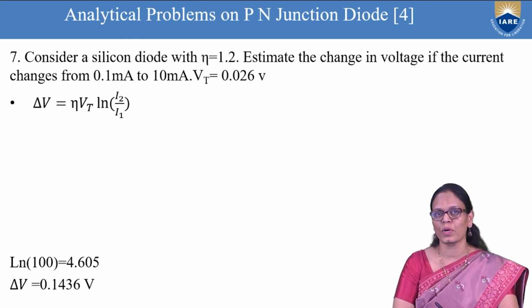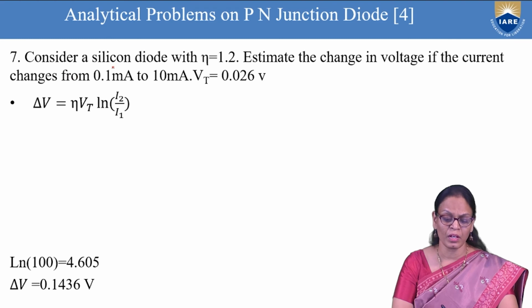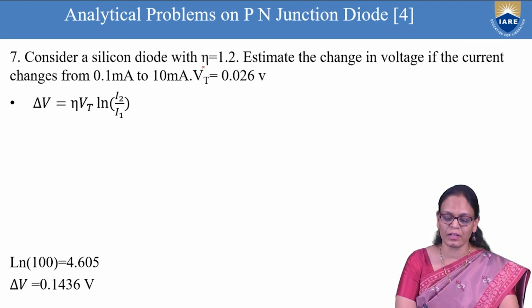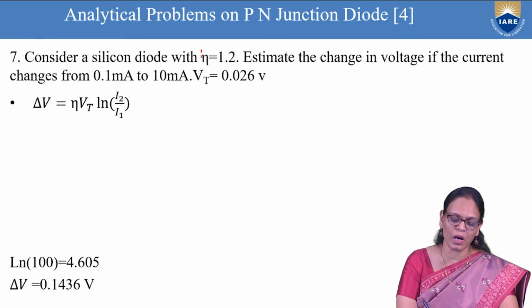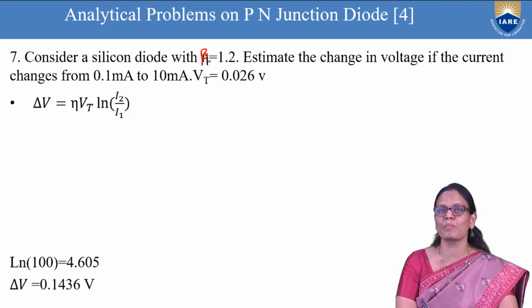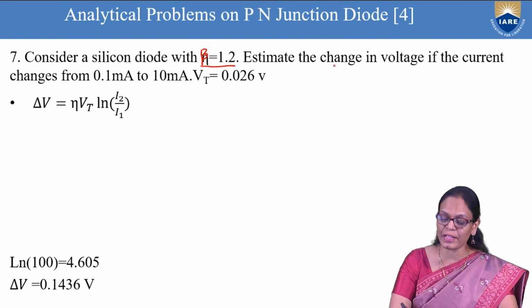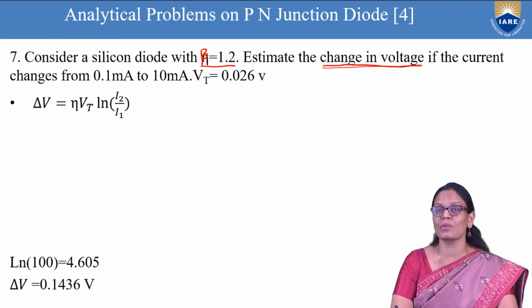Coming to the seventh one. Consider a silicon diode with eta. So here eta or beta. I told you in some books it is given as eta. So eta or beta both mean the ideality factor is 1.2. We have to estimate the change in voltage. We have to find what? Change in voltage, that is delta V.